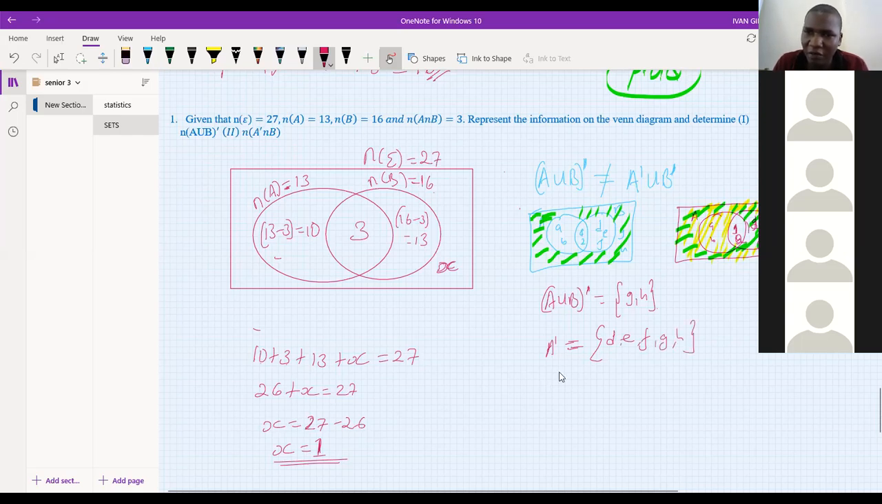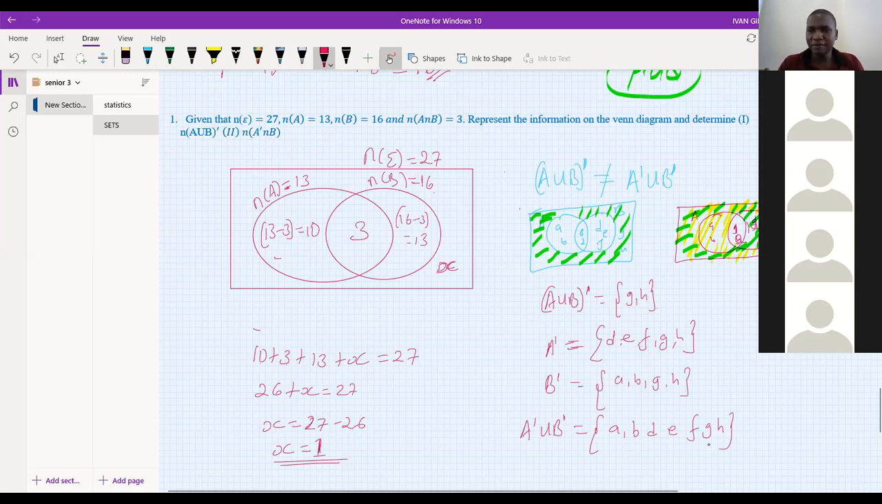What are the elements of B complement? A, B, G, H. Now, if they wanted to find A complement union B complement, we're going to set all the elements in A complement and all elements in B complement, but avoiding repetition. So my elements in A complement union B complement: A, B, D, E, F, G, H.